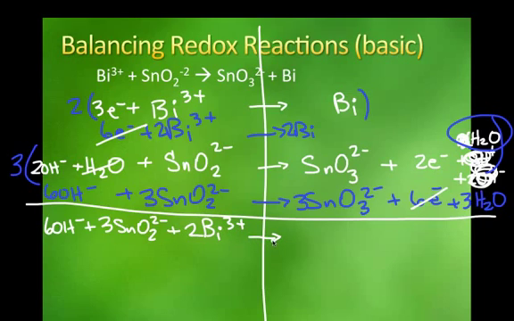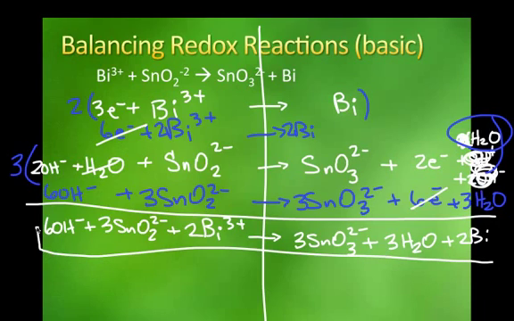That's it, right? Yes. Okay, good. And then we have 3 SnO3 2 minus, plus 3 H2O. Okay. And then 2 bismuth. Right. That's it. We did it. Yay! Bravo. Everything's balanced.